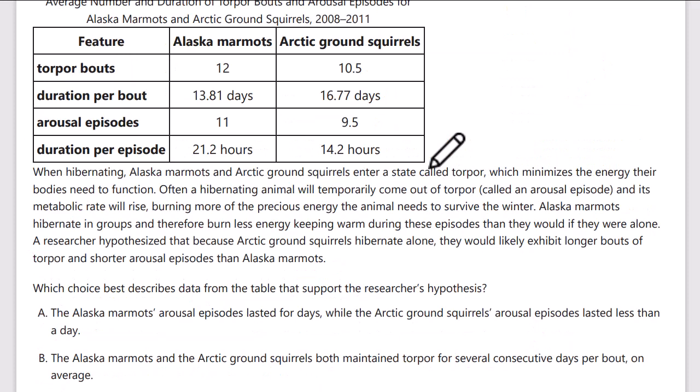Okay, let's check the question prompt. Which choice best describes the data from the table that supports? So this is strength and weakens, command of evidence. And we need to use the data from the table. We need to support, not weaken, the hypothesis. So let's read the paragraph and get a sense of what's going on and what the claim or hypothesis is.